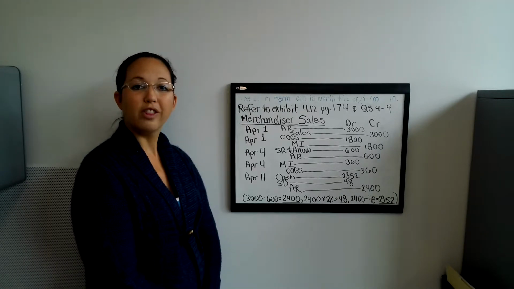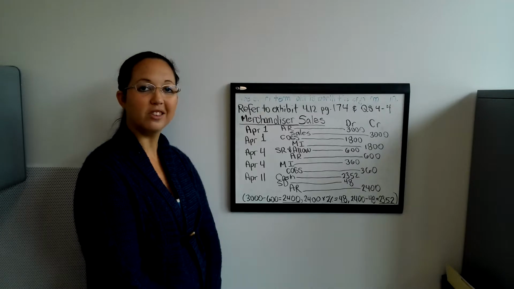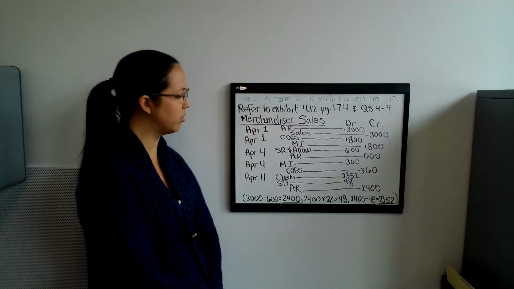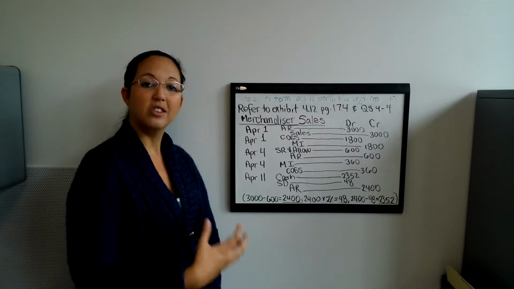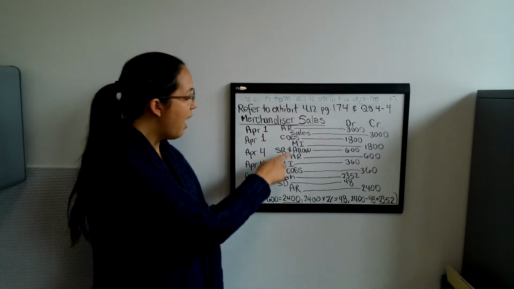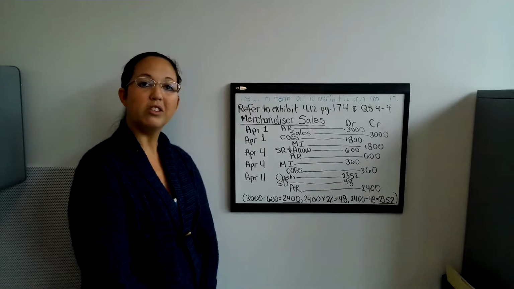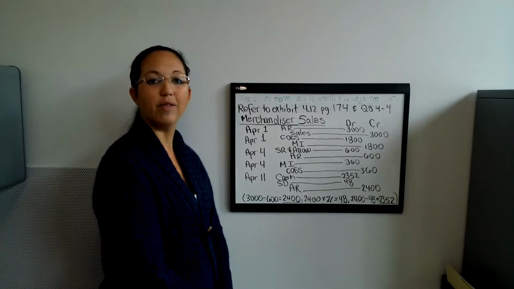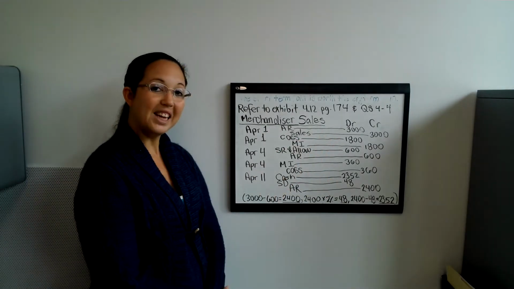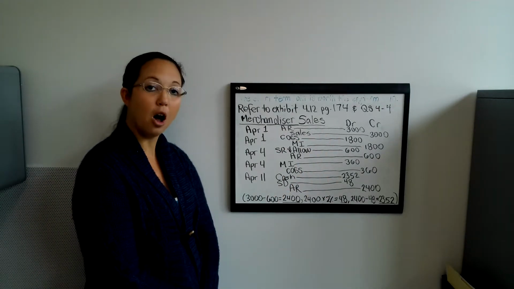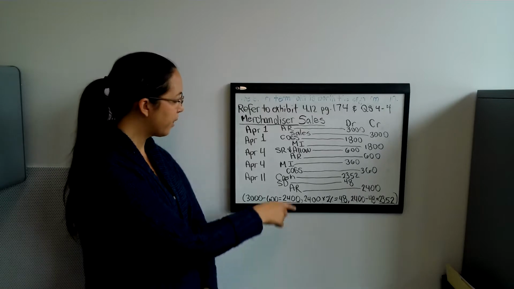We still have to record the cost portion associated with that sale, so the cost of our merchandise. Cost of goods sold would increase since we sold the merchandise, and merchandise inventory would decrease because we no longer have that inventory in our stock. And it would be for $1,800, which is the cost of the merchandise.